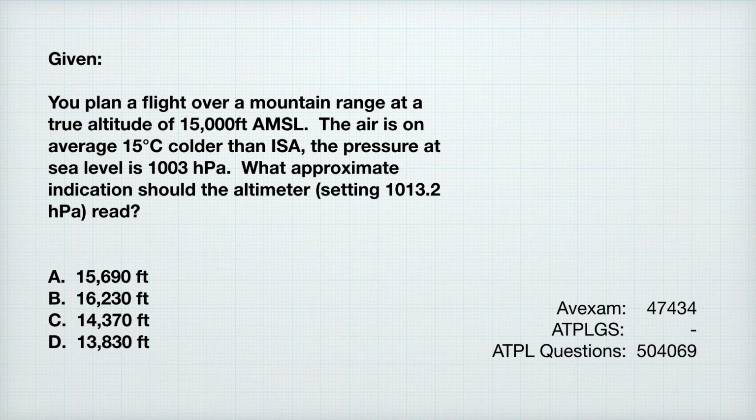This question says, you plan a flight over a mountain range at a true altitude of 15,000 feet above sea level. The air is on average 15 degrees colder than ISA. The pressure at sea level is 1003. What approximate indication should the altimeter read when it is set to 1013?